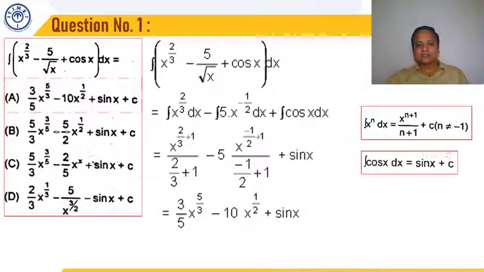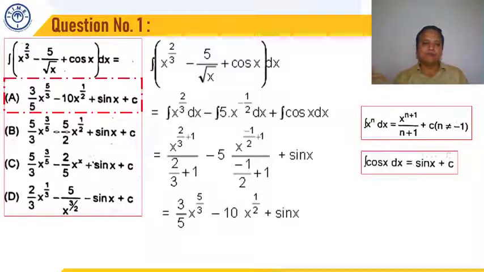If we look at the choices, we had our choice as choice A: 3 by 5 x to the power 5 by 3 minus 10 x to the power 1 by 2 plus sin x plus c. That's the answer of this.